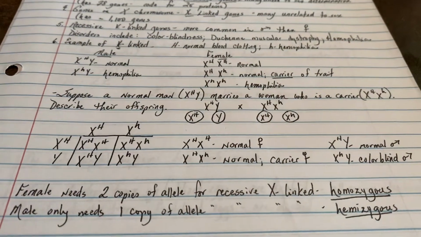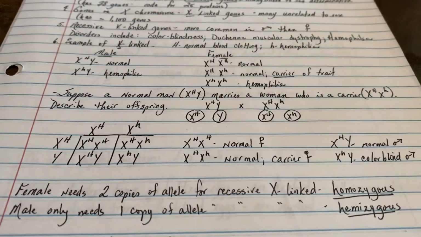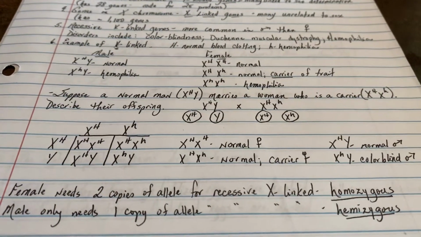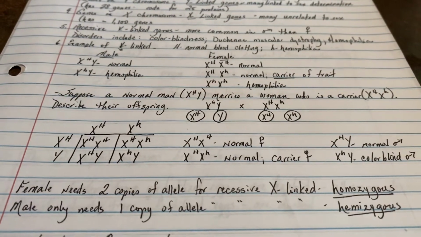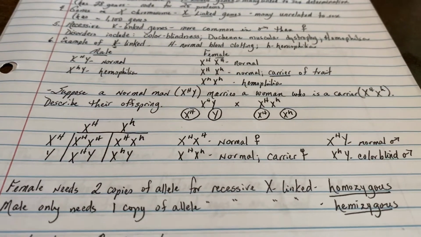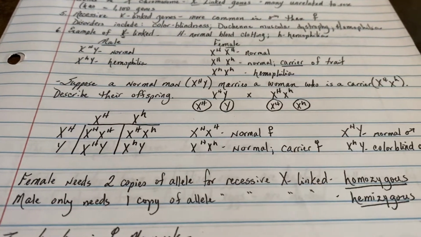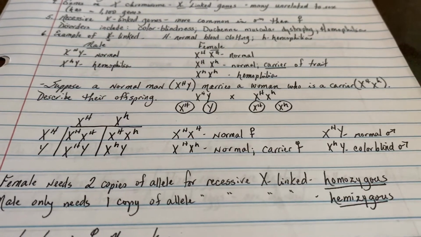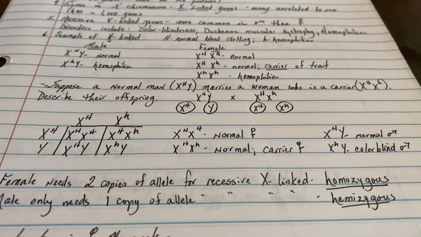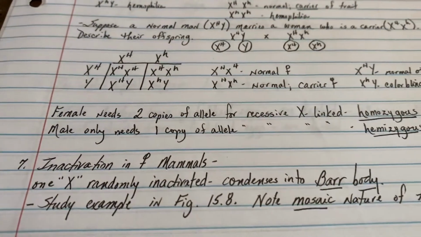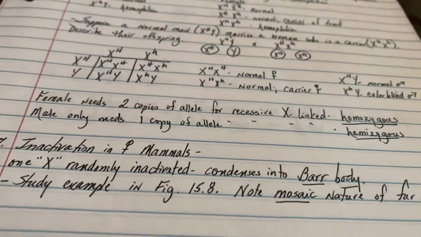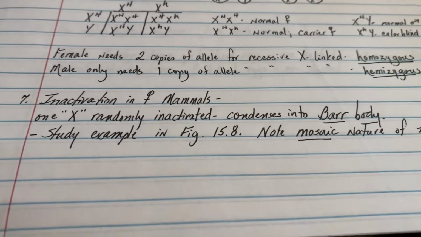The female needs 2 copies of the allele in order to fully express a recessive X-linked trait, and we call that homozygous. That means she's got to have the same alleles in the zygote. The male only needs 1 copy of the allele, remember, to show the recessive X-linked trait, and we call that hemizygous. We already talked about the Barr bodies. You can look at the example in figure 15.8.